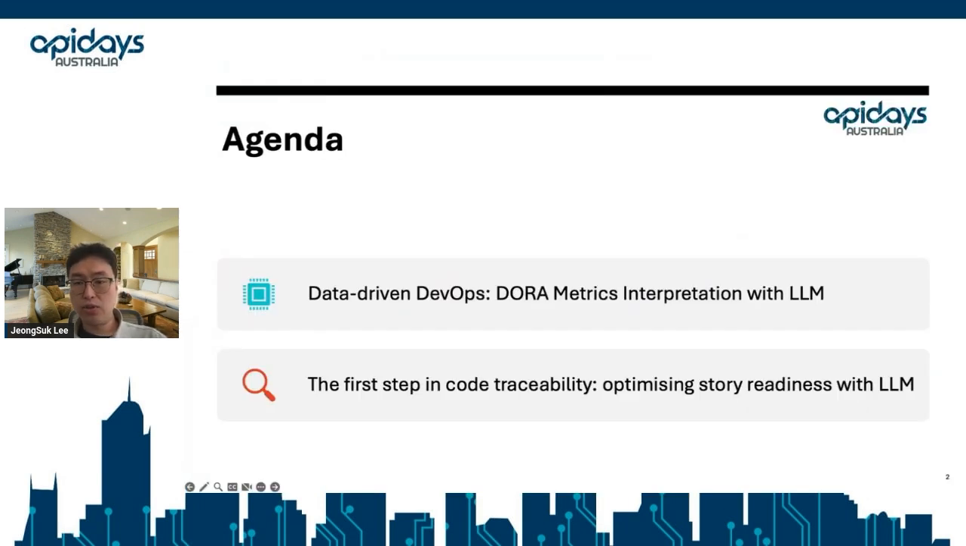I'd like to cover two agendas, as on the screen. The first one is data-driven DevOps, and the second one is store readiness.